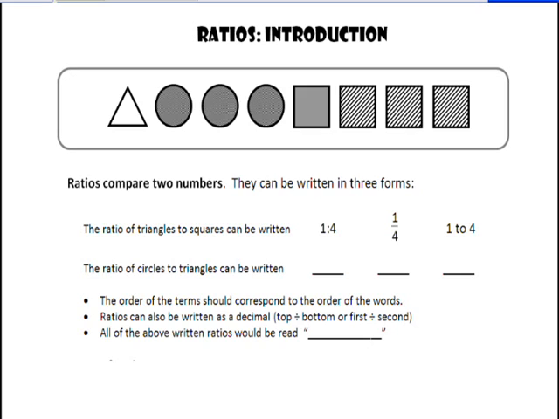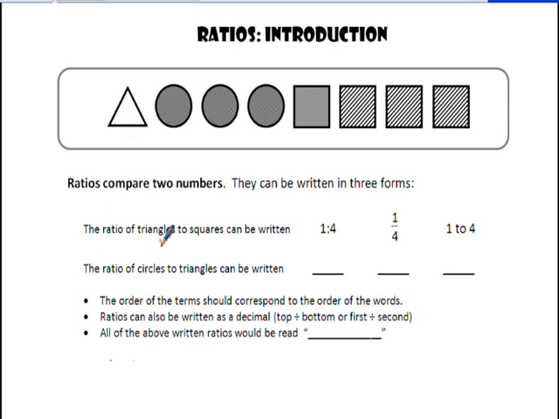Hey guys, we're going to take some notes on ratios, so make sure you turn to the page in your booklets that looks like this one. Ratios are a way of comparing numbers. They can be written in three forms mostly.